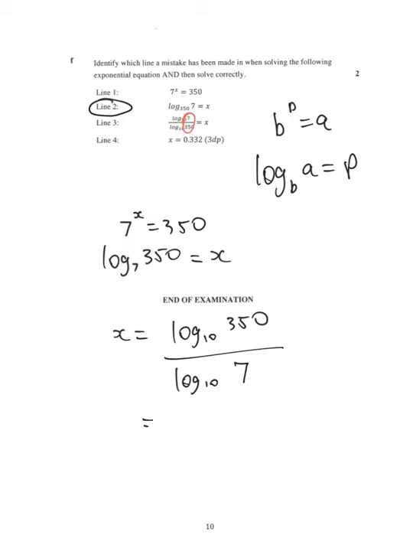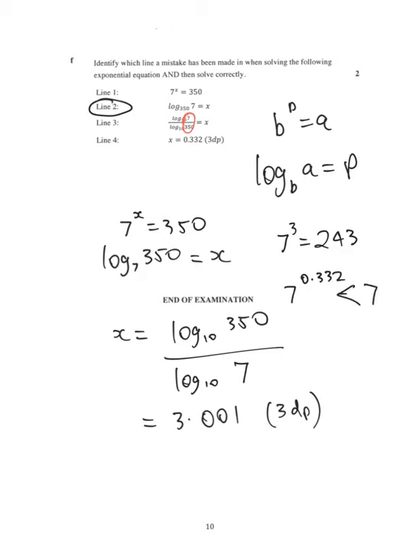where x is about 3.001 to 3 decimal places, following suit from the previous question. And if we went and rewrote this, I know that 7 to the power of 3 is 243. So I'm looking for just a tiny little bit more than that, which is how I get 3.001. And I know that's correct. If I went 7 to the power of 0.332, my answer is actually going to be less than 7. So it's going to get smaller, and that's not what I want. I want it to get much bigger.